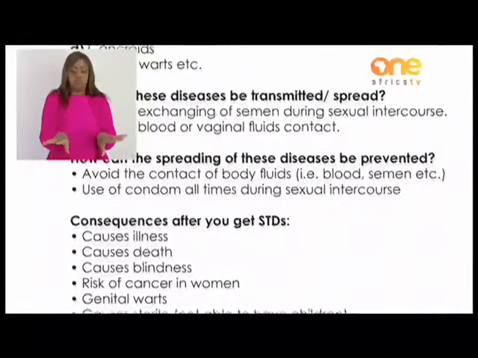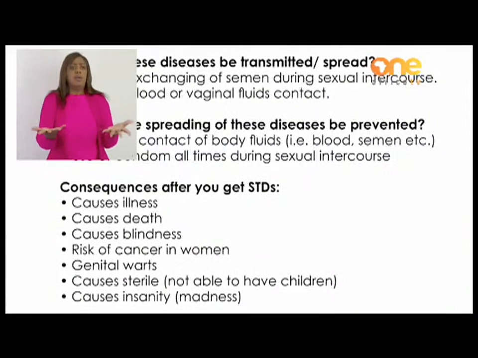Let's now look at how these diseases transmit. How can these diseases be transmitted or spread from one person to another? These diseases can transmit through the exchange of semen during sexual intercourse. Another way they transmit is through blood or vaginal fluid contact. Thank you.